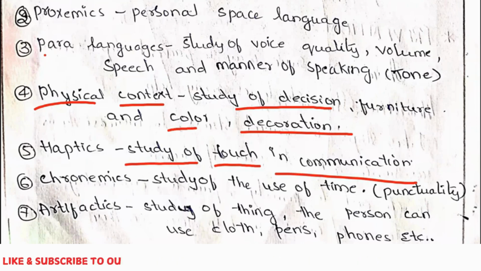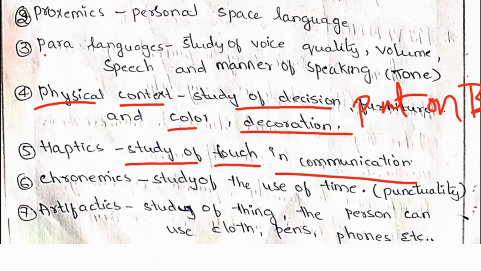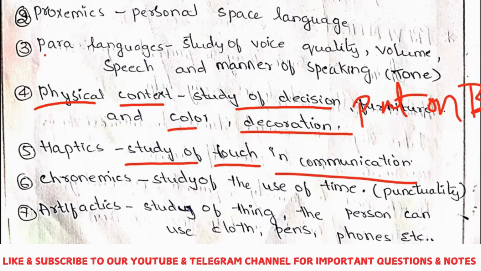And chronemics are there, the study of the use of time, punctuality. It's a very useful and important thing. You have to follow it. Punctuality is very important in your life. Chronemics is the study of use of time.